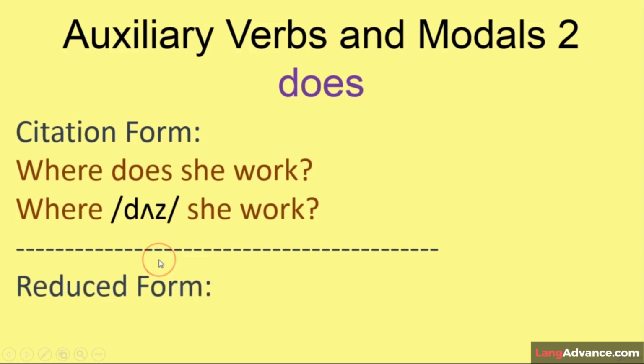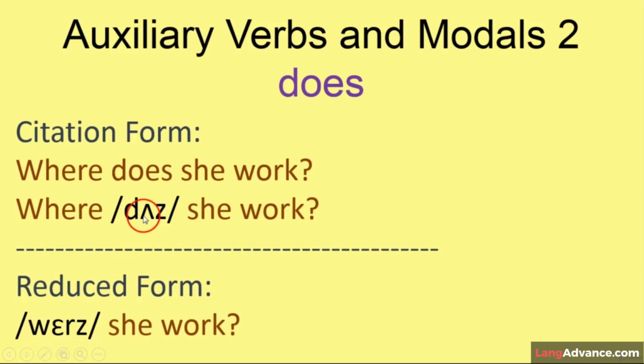In reduced form, we do not say, where does she work? Instead, we might just pronounce the Z. And when combined with where, we would just say, where's. Where's she work? Okay? So repeat after me. Where's she work? Where's she work?